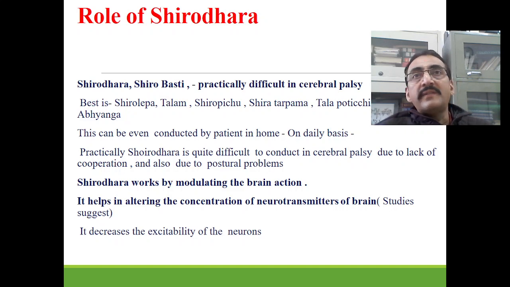The parasympathetic nervous system is the one system which keeps the person cool and calm, which means control and stability will be there. In other words, this decreases the excitability of the neurons. It is increasing the parasympathetic function and therefore decreasing the excitability of the neurons, which is exactly what we require in spastic cerebral palsy, because the neurons are overexcited here. The neurotransmitters are more excited, therefore persistent function is there, leading to spasticity. So that is required, and that is done by Shirodhara.